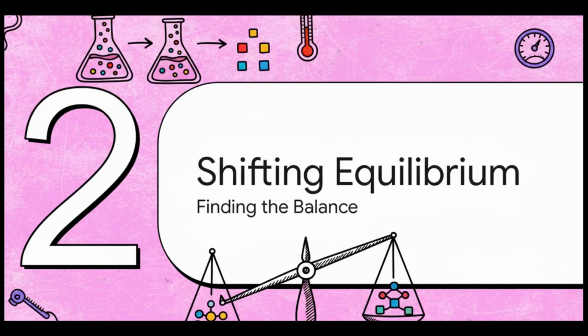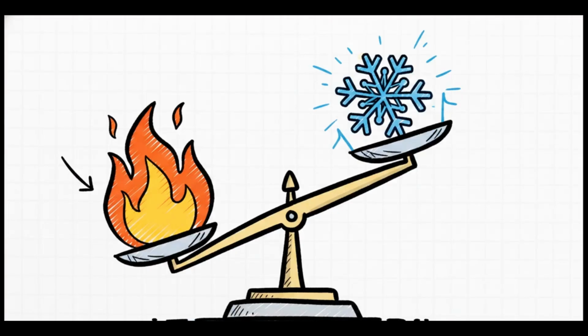Section 2. Shifting the equilibria. All right, let's switch gears. We're completely shifting our focus away from speed now and looking at the final state of balance. When dealing with equilibrium, temperature is actually the single most important factor. Why? Because it's literally the only thing that changes the equilibrium constant, or Kc.